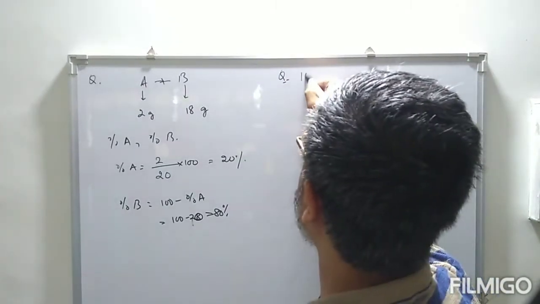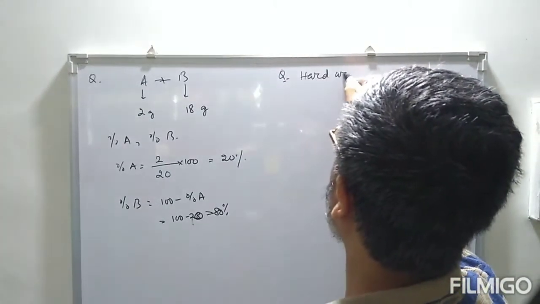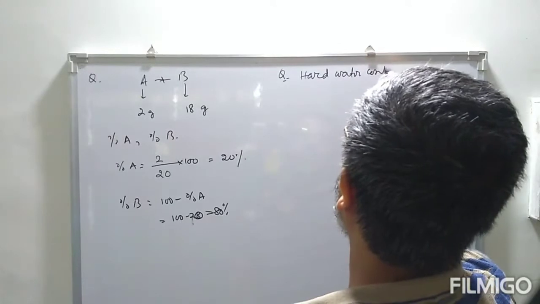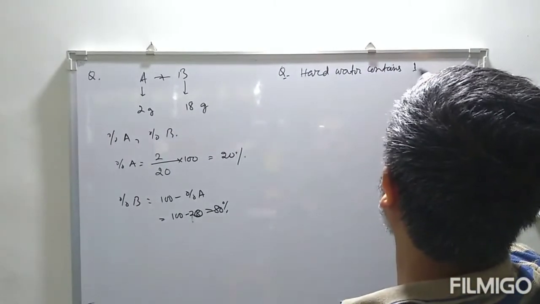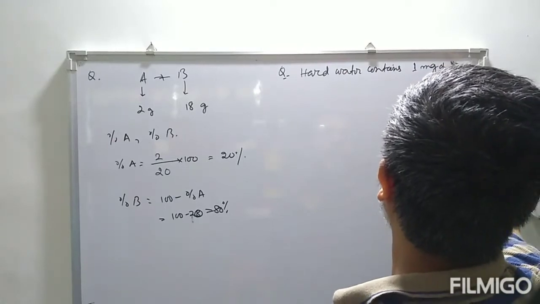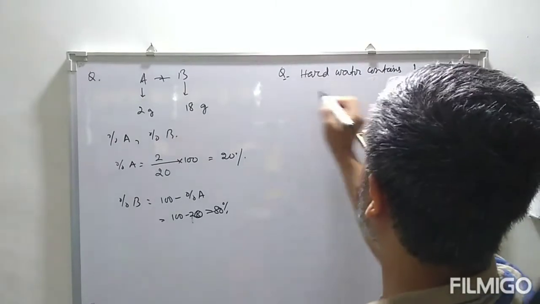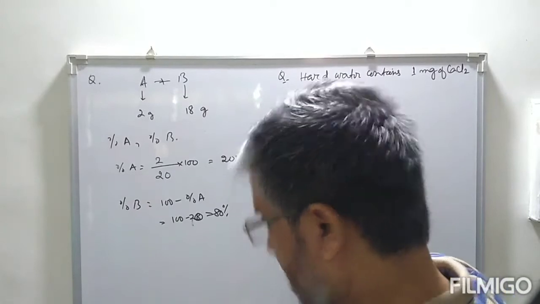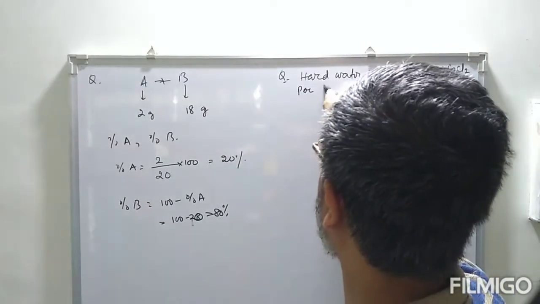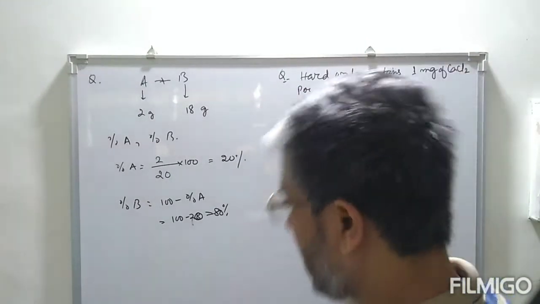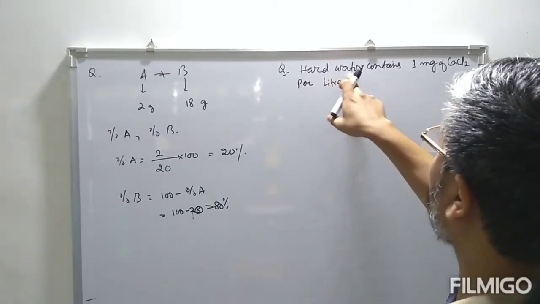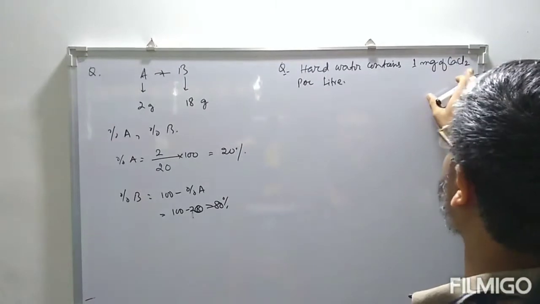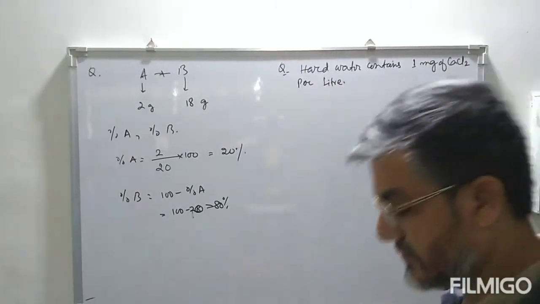So this question says a sample of hot water contains 1 milligram of calcium chloride per liter. A sample of hot water contains 1 milligram of calcium chloride per liter.